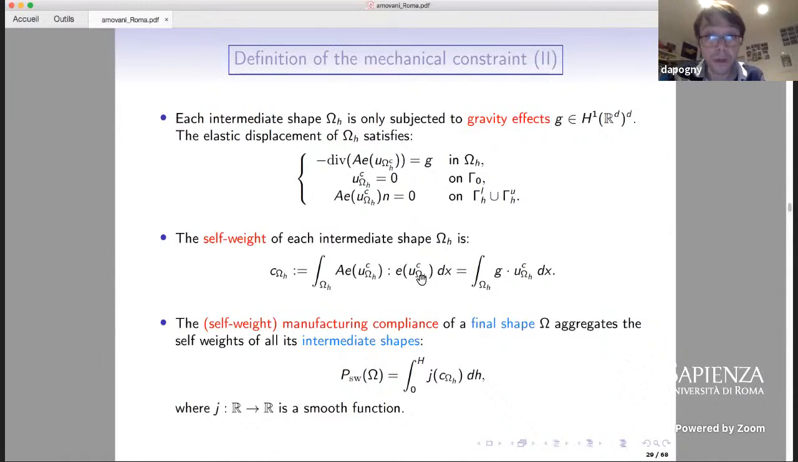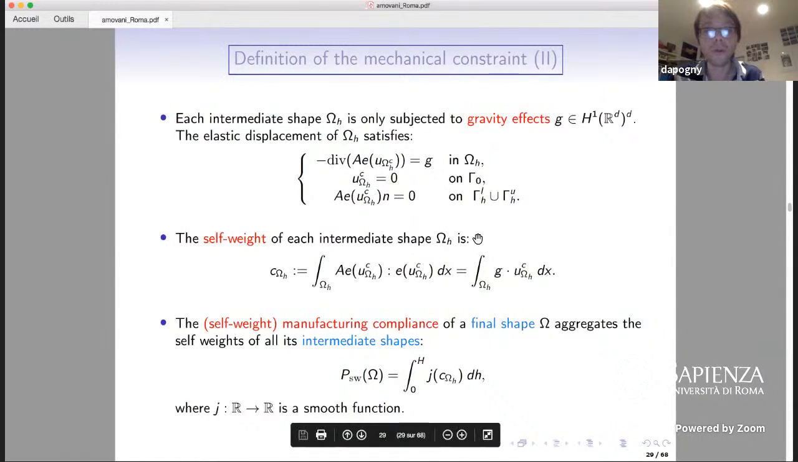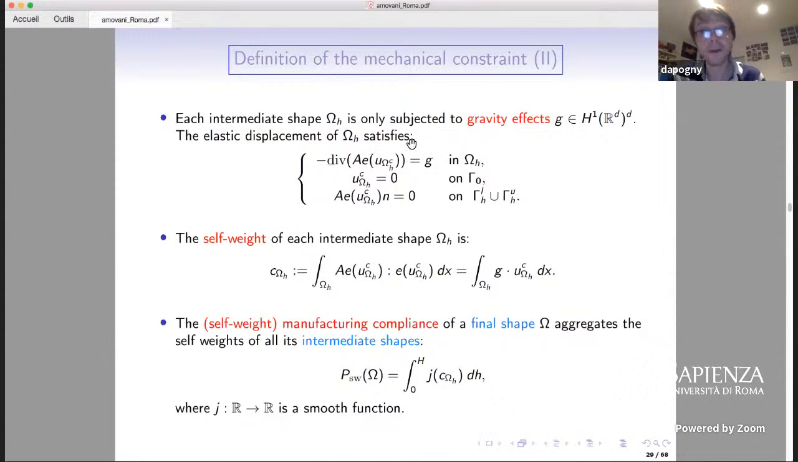And so our manufacturing constraint will be an integral of all the compliances of the intermediate shapes in the course of the assembly. So it will be an integral of some quantity depending on the compliances of these intermediate shapes when they are subjected to gravity. So again, the displacement which is written here is not the displacement that was written before. The displacement that was written before was the displacement of the shape in the use case, with clamping regions and load regions that were different from those that are here. Here, the clamping region is the base plate, and there is no external load, only gravity.